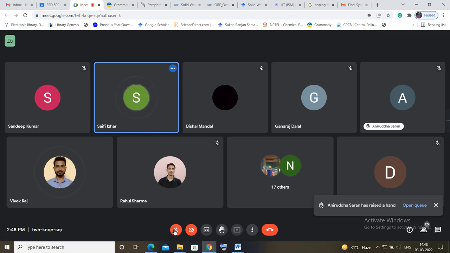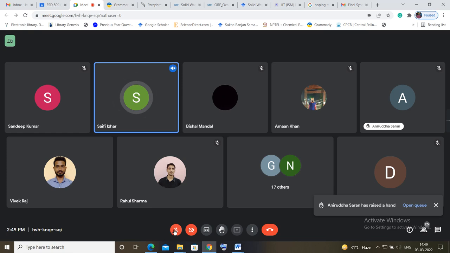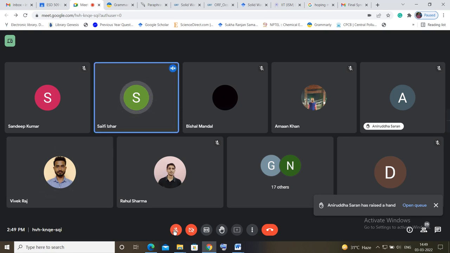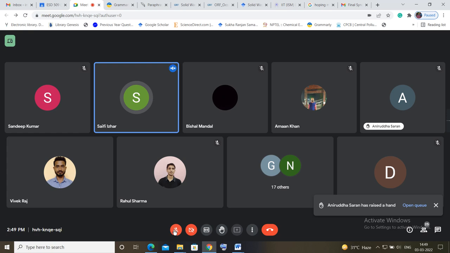Is PM 2.5 a fine particle? Wait, I am asking him. So PM 2.5 is a fine particle. Are you sure? Are you sure the PM 2.5 is a fine particle? Fine, Vivek Raj, fine. It's a fine particulate matter, sir. So PM 2.5 is a fine particle. Are you sure about it?